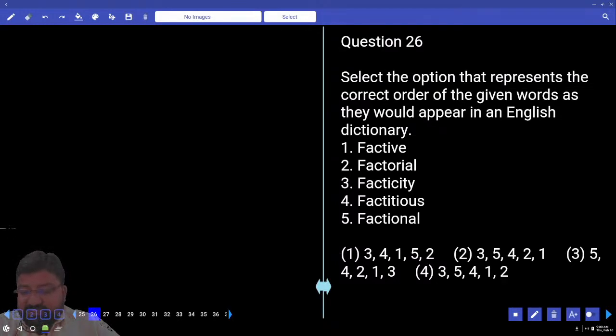So what are the fifth letters? I and O. So obviously O comes after I. So 2 should be in the last place. How many options do you see where 2 is in the last place? 2 options. Either first option or fourth option. So what I do is I'll go for the next letter. Forget 2 now. We have nothing to do with 2.